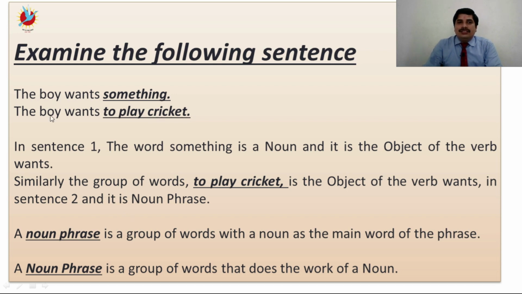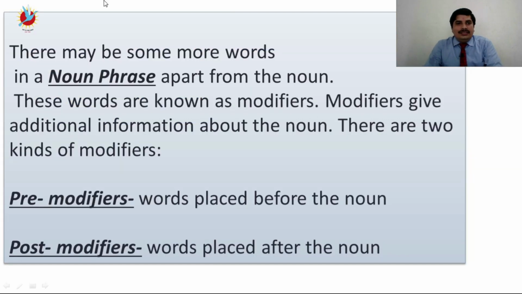As we know, noun can be used as the subject of the verb, object of the verb, object to the preposition, right? Object or complement of the subject, okay? It can be also used as the noun in apposition. That we will learn after some time. Okay. So there may be some more words.